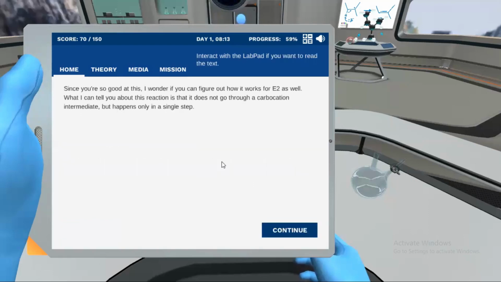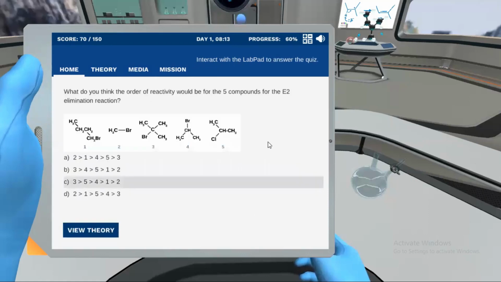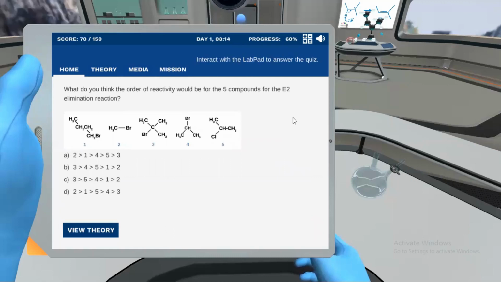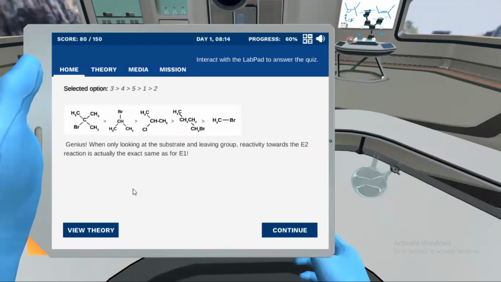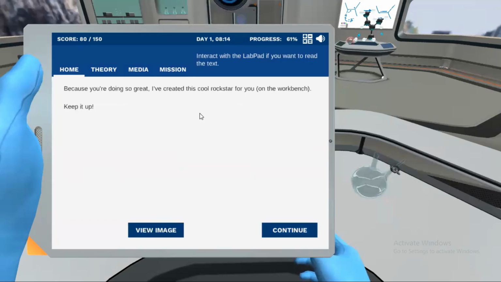Since you're so good at this, I wonder if you can figure out how it works for E2 as well. What I can tell you about this reaction is that it does not go through a carbocation intermediate, but happens only in a single step. What do you think the order of reactivity would be for the 5 compounds for the E2 elimination reaction? Genius. When only looking at the substrate and leaving group, reactivity towards the E2 reaction is actually the exact same as for E1. Because you're doing so great, I've created this cool rock star for you.